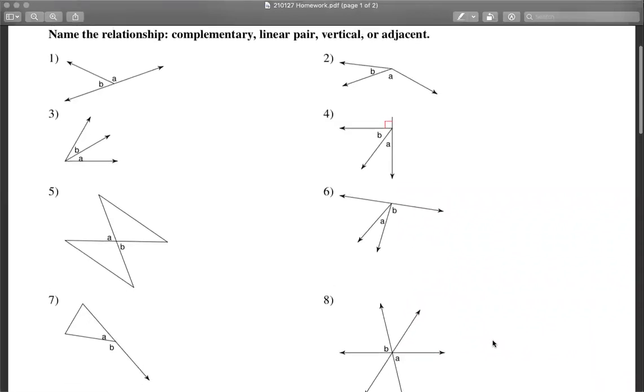Okay, so now this right here, the instructions say identify if these are complementary, linear pair, vertical, or adjacent. Now, we're not necessarily going to worry about the complementary. So instead, we're going to think about which rule would apply. So if I start with number 2, I've got angle B and angle A. Now those are not a linear pair because this is not a line. That is something else. It's just an angle.